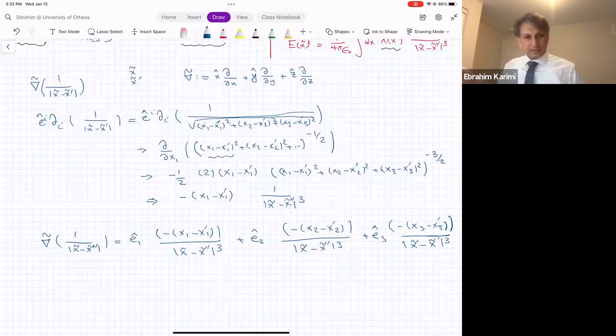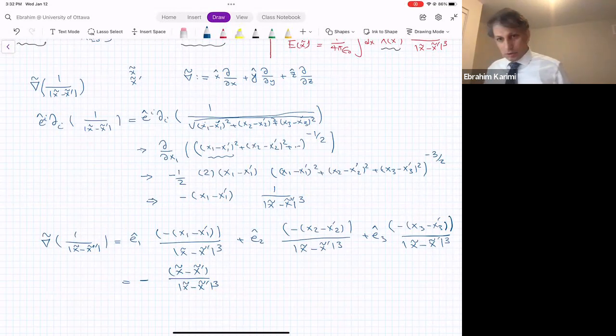So that's essentially what we have to do. And if you look at it, 1 divided by |x minus x prime| to the power of 3 is identical for all of them. You can take it out, and you will see the numerator will be the vector x minus x prime with a negative sign. So that will be given by minus (x minus x prime) divided by |x minus x prime| to the power of 3.